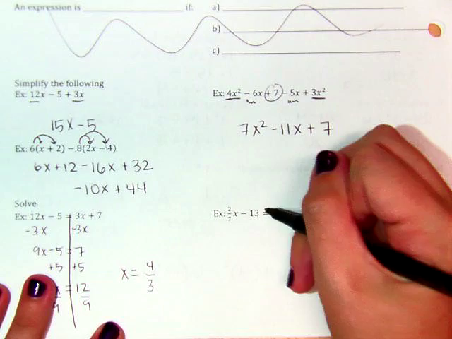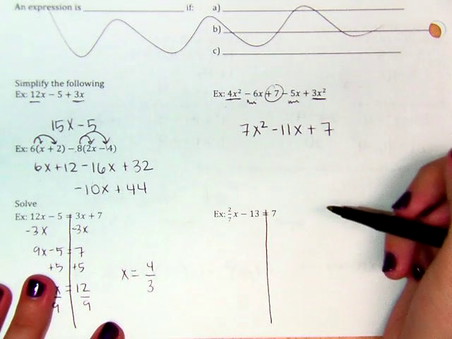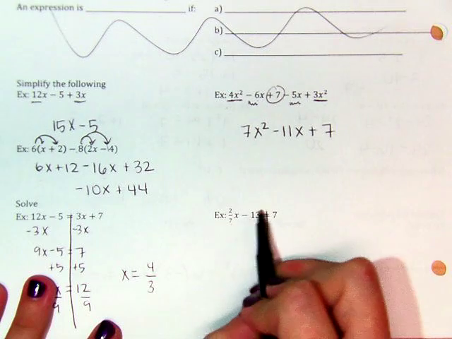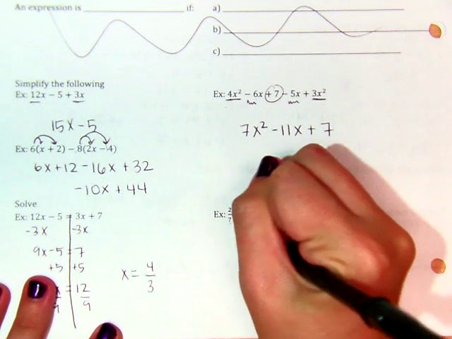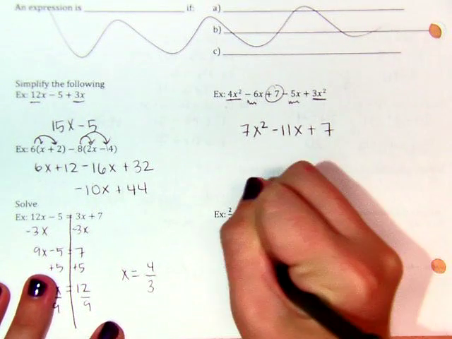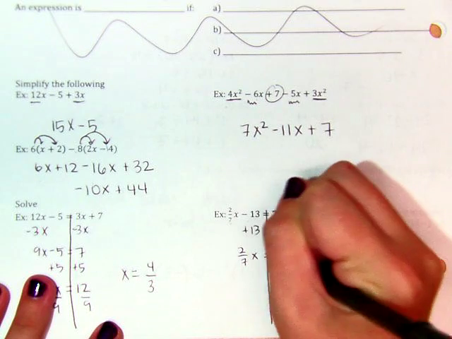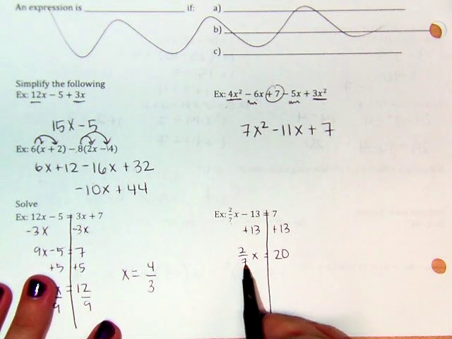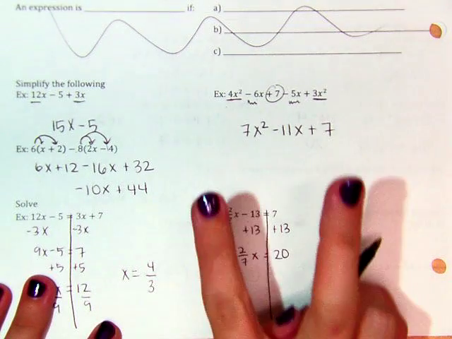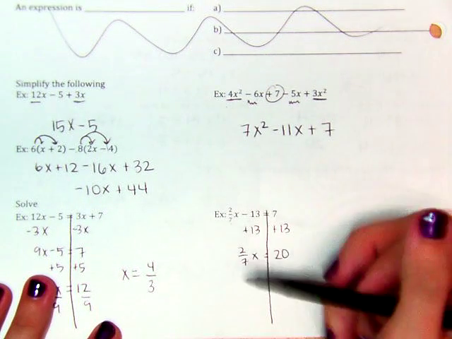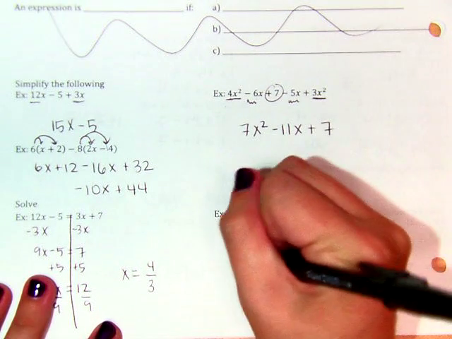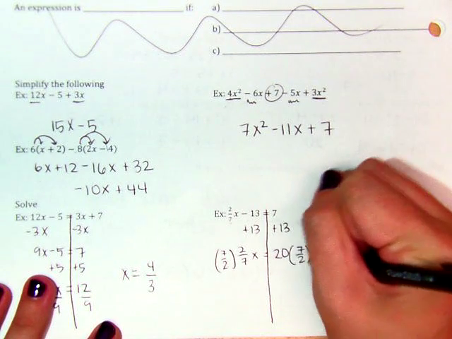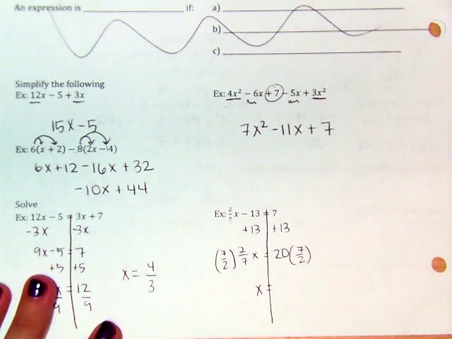Same thing over here. We want the x's all together on one side and the numbers on the other. Well, we already have the x over here, so we need to get rid of this thing. So we're going to add 13. We have 2/7 x equals 20. Now to get rid of 2/7, you have two options. You can multiply by the reciprocal. The reciprocal of this thing would be 7/2, and then get your answer.